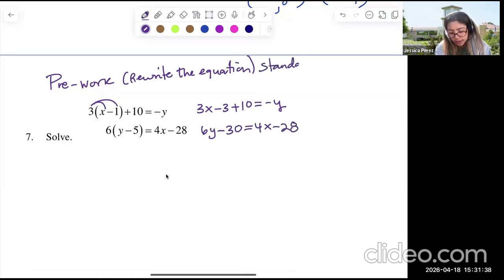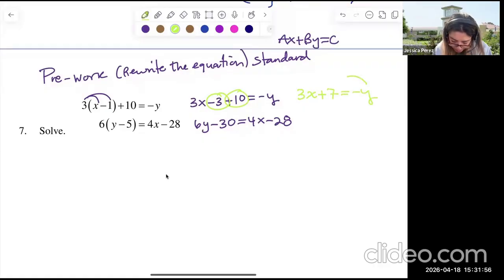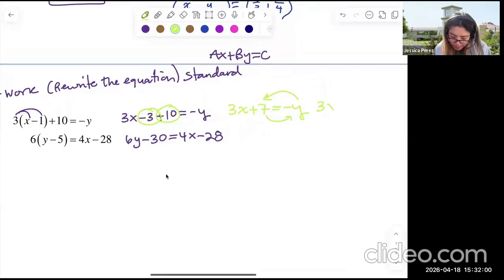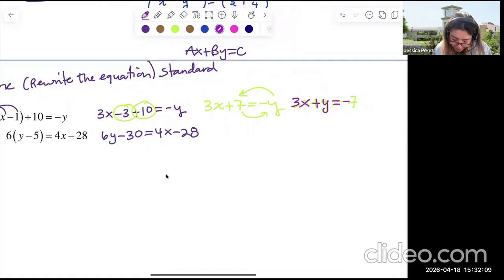So all of the variables, x's and y's, on one side, all the constants on the other. So I'm going to rewrite it as ax plus by equals c. So then I'm going to combine here. I have 3x plus 7 is equal to negative y. I'm going to bring the y over and the 7 over. So it's going to be 3x plus y equals negative 7. I'm going to change the color. 3x plus y equal negative 7.